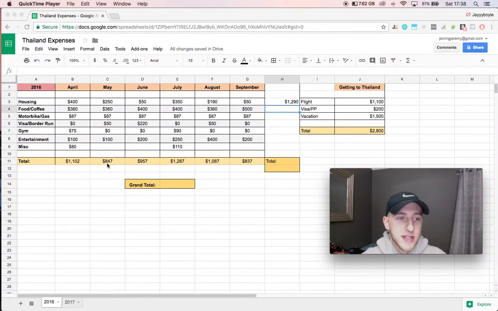So the second row I have here is the food and coffee. I probably could have spent less than what I did, but I do love eating, and everything was so cheap that I just felt like I would spend a little bit more money. Most of my meals were between $1 and $3, which is like 30 to 100 baht.